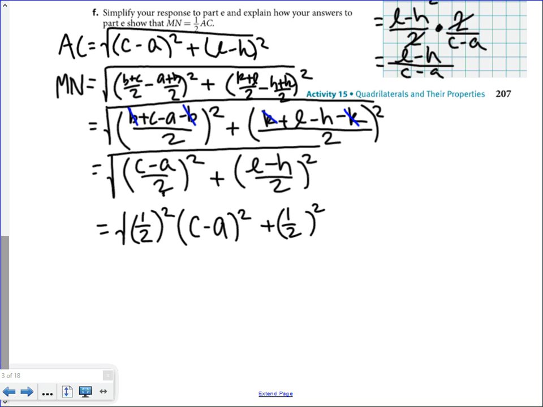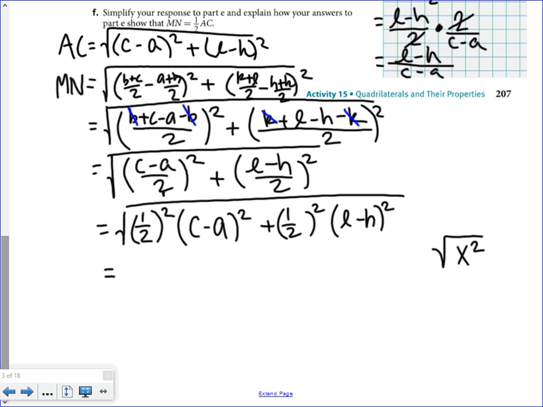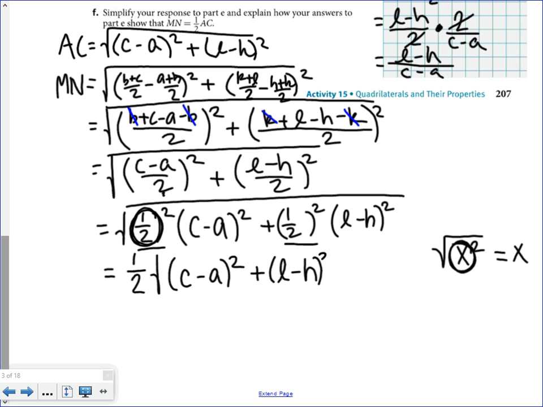And you have to keep it squared because the divided by 2 was squared. And do you see how both of them have a 1/2 in common? And we're going to be able to take that out using the fact that the square root of x squared creates just x. You're left with whatever that is. So the square root of 1/2 squared is going to just leave a 1/2. And so we can pull it out of both of those terms to leave in the radical C minus A squared plus L minus H squared.